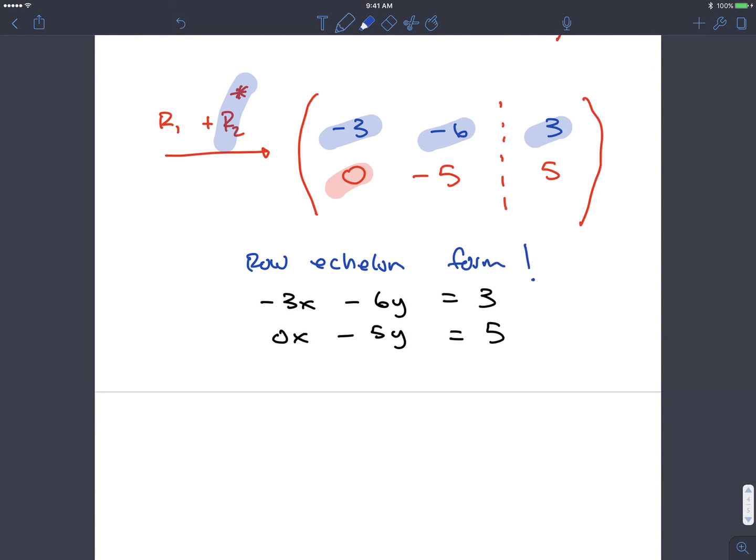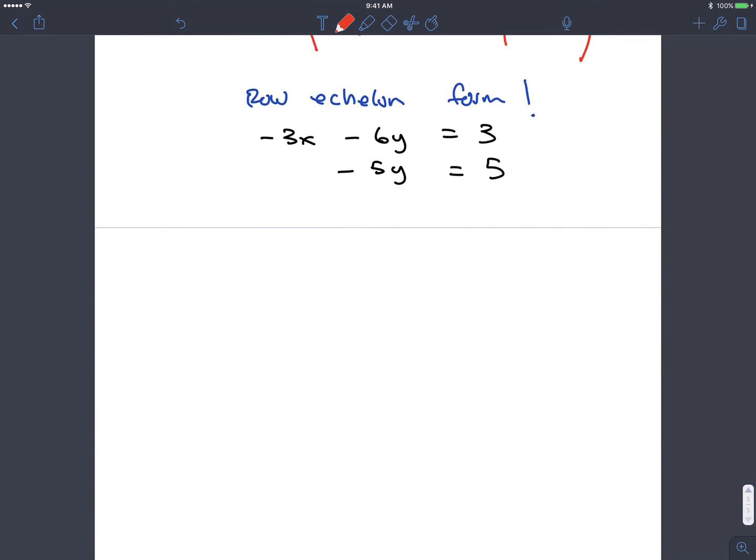Now 0x is really going to be 0. So this portion here is gone. And that's why it's so important for you to get a 0 in this entry point. This special entry, the lower left corner, row 2, column 1, must be 0. And now we can solve the system. And you might say, well, how do we solve the system? I'll write this down. Solve the system.